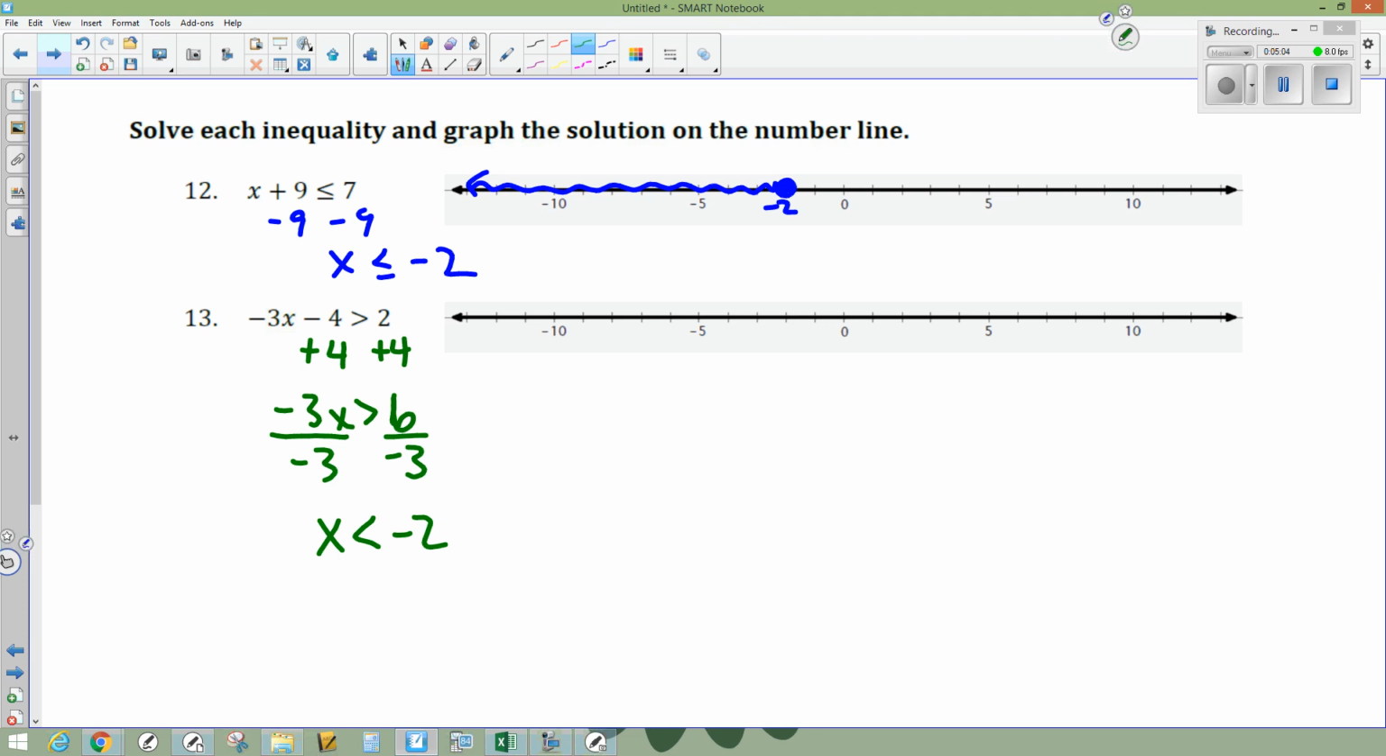Now because this one's a less than and not an equal to, I'm going to put an open circle at negative 2. And I'm still going to shade to the left because this inequality flipped and made it less than. If it had stayed greater than, I would have shaded to the right.